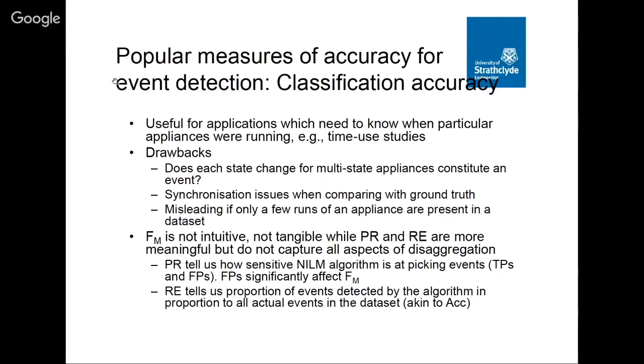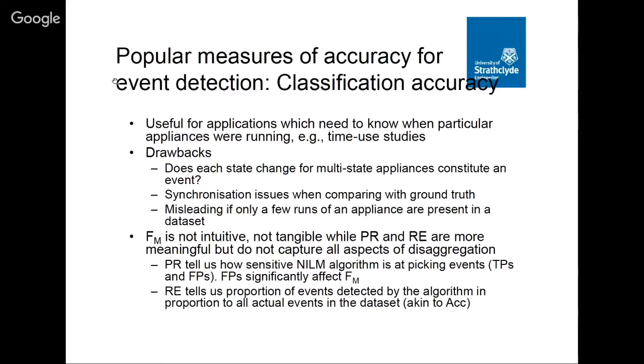There are also synchronization issues when comparing with ground truth. So is an event correct up to 1 second within a window of 5 seconds when you're working with the ground truth? And I guess that will have to be embedded in the emulator. It can be misleading if you present an F measure and there are only a few runs of that appliance in a data set. So we've been trying it out on the REDD data set, where there are few runs of the oven, or stove, and you see a very poor performance accuracy, and that's not really meaningful unless I have a statistically sufficient number of runs to compare.